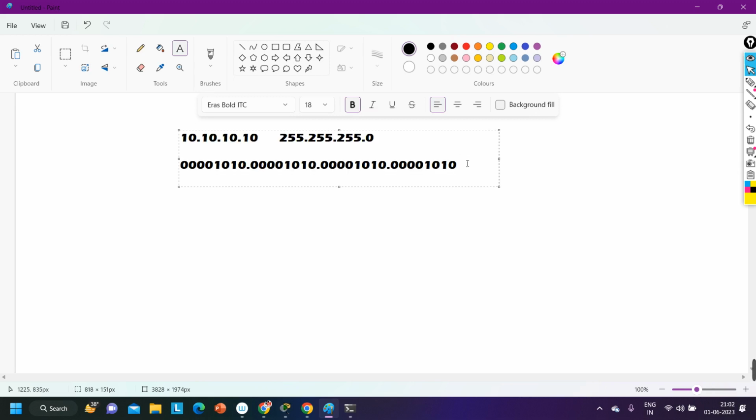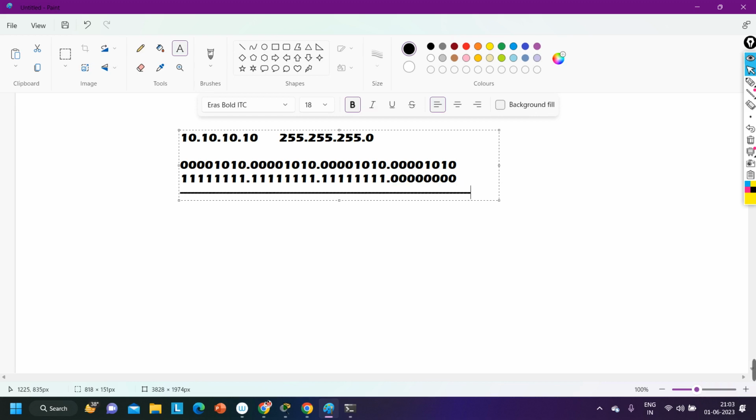1010 is the binary of 10. After that, you will convert your subnet mask into binary. The subnet mask of the first octet has all bits as 1: 1 1 1 1 1 1 1 1. After that, in the second octet you can also see 255, which means all bits are 1, 1 2 3 4 5 6 7 8. Again, 1 2 3 4 5 6 7 8. These are the first 24 bits, all 1. After that, the last octet is all 0, 8 times 0. Yes or no?